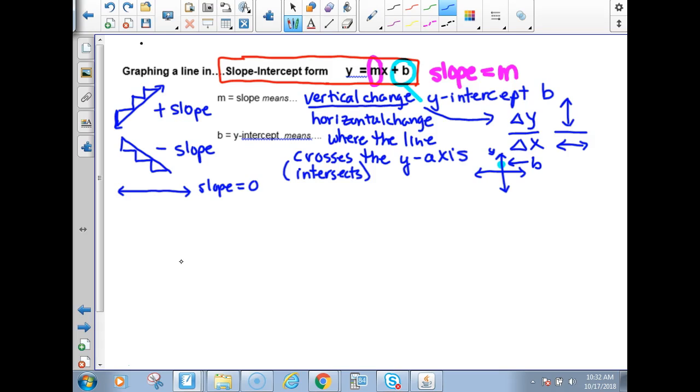Now, in the walls of your house, can you walk on the walls? Technically, you'd have to have an apparatus to do that, right? So you can't. So we say that a vertical line has no slope, or it has a slope that is undefined.